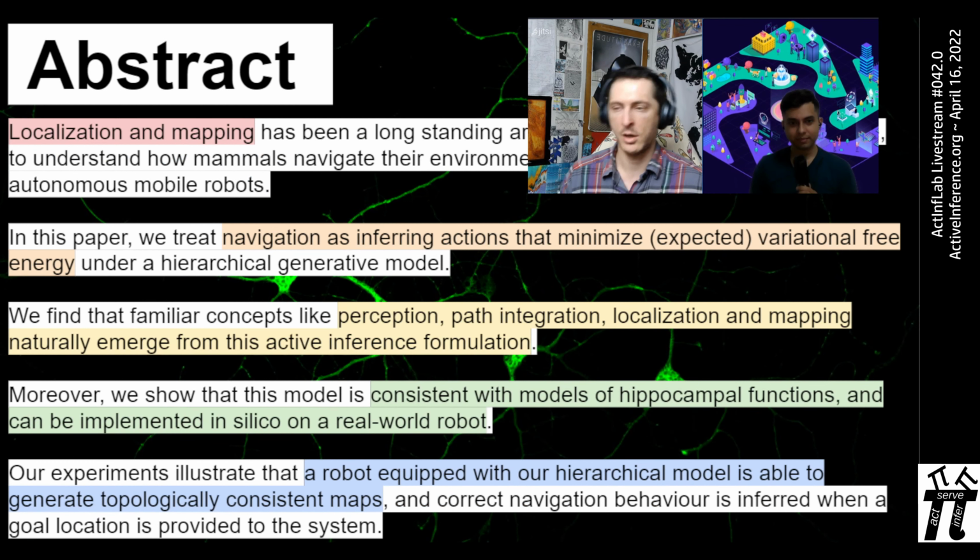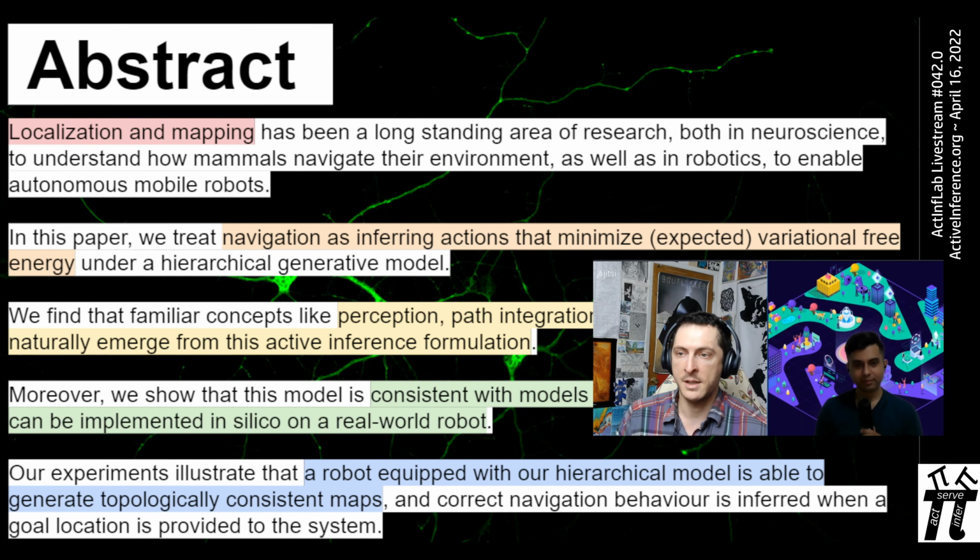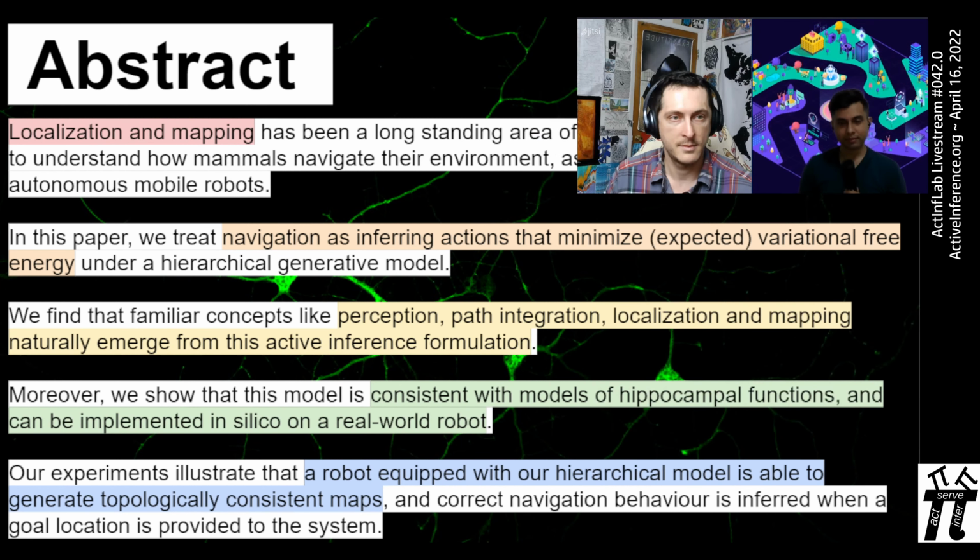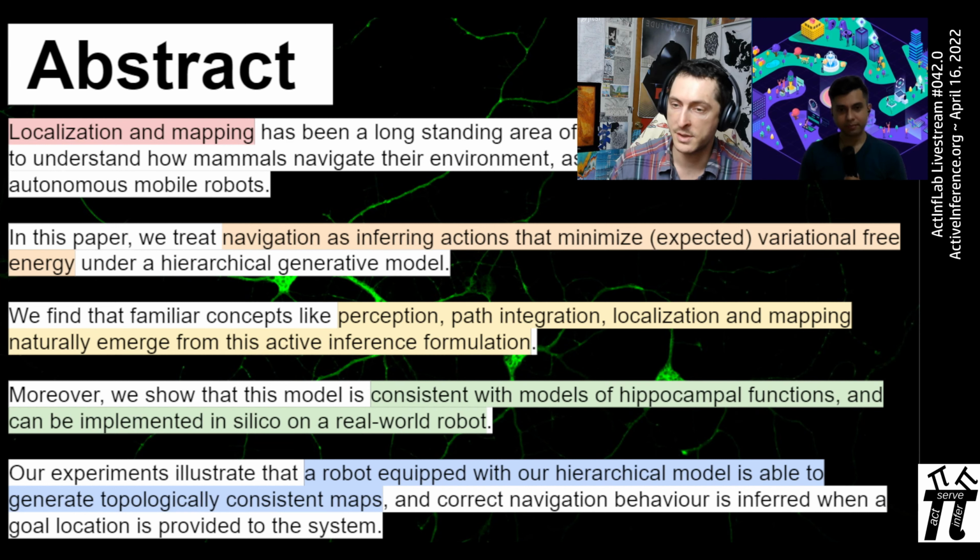Okay, so I'll read the abstract, the first three sentences. Localization and mapping has been a long-standing area of research both in neuroscience to understand how mammals navigate their environment, as well as in robotics to enable autonomous mobile robots. In this paper, we treat navigation as inferring actions that minimize expected variational free energy under a hierarchical generative model. We find that familiar concepts like perception, path integration, localization, mapping naturally emerge from this active inference formulation. Moreover, we show that this model is consistent with models of hippocampal functions and can be implemented in silico on a real-world robot. Our experiments illustrate that a robot equipped with our hierarchical model is able to generate topologically consistent maps, and correct navigation behavior is inferred when a goal location is provided to the system.